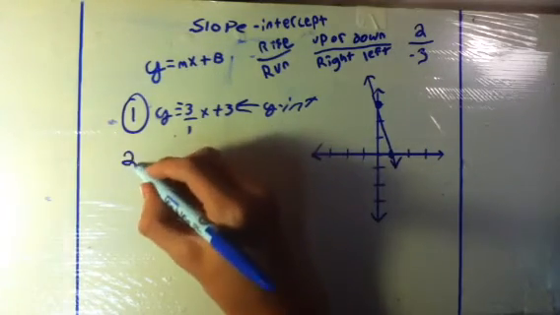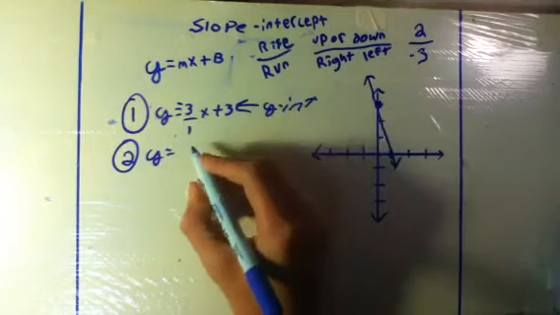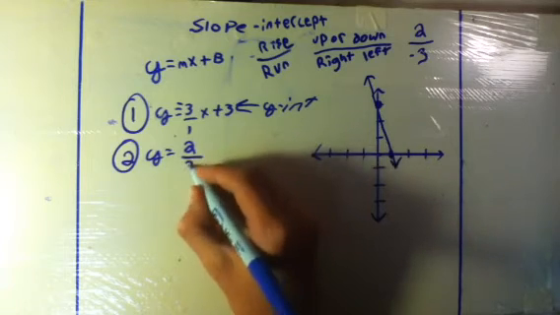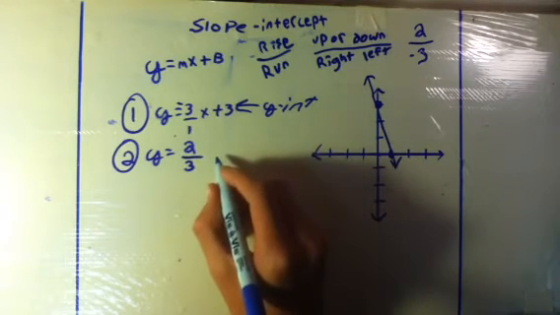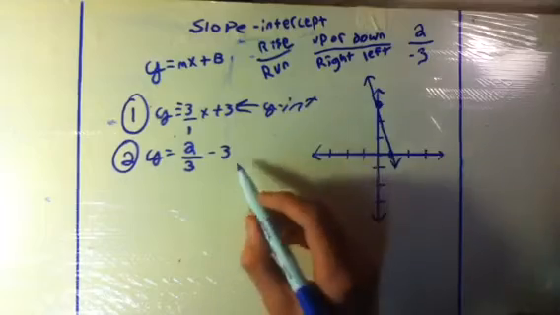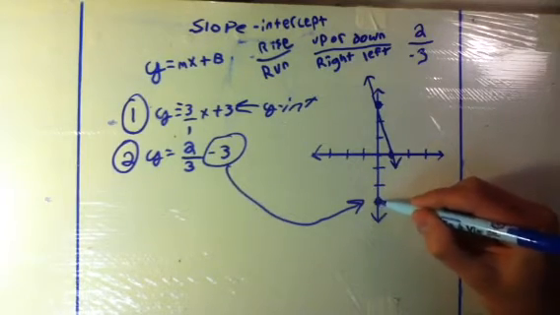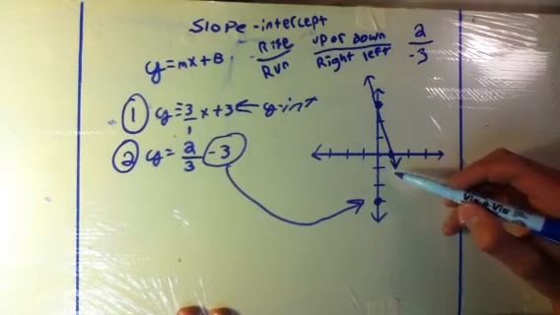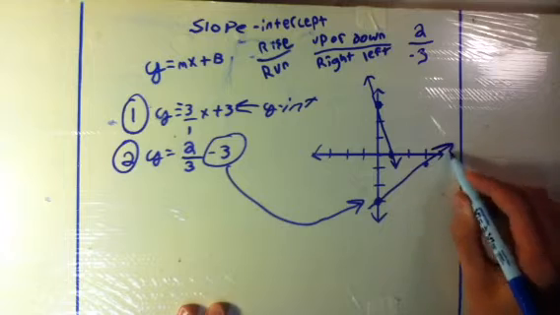Now let's put another example in case you didn't understand that. Y equals 2 over 3. And let's say the y-intercept is going to be negative 3. So I'm going to start right here. I'm going to make my point. This, like I said, is going to be the y-intercept, which is going to be right here. So I'm going to make my point here. So that means I'm going to go up 2, 1, 2, and then right 3, 1, 2, 3. So I'd make my point here. And that's it.